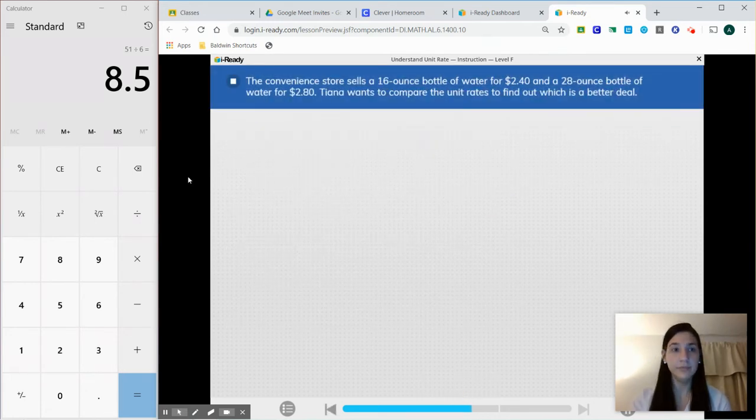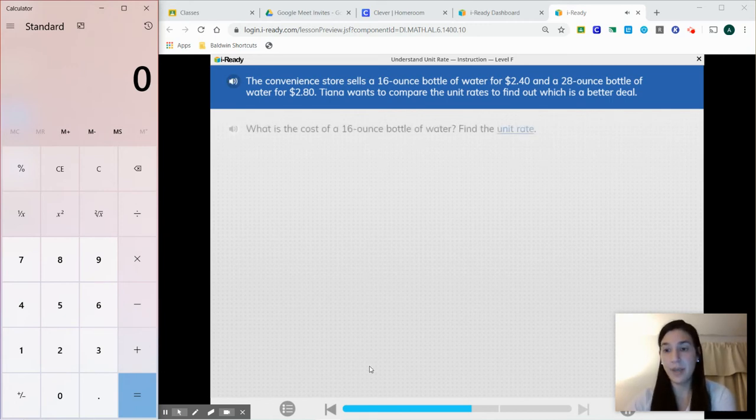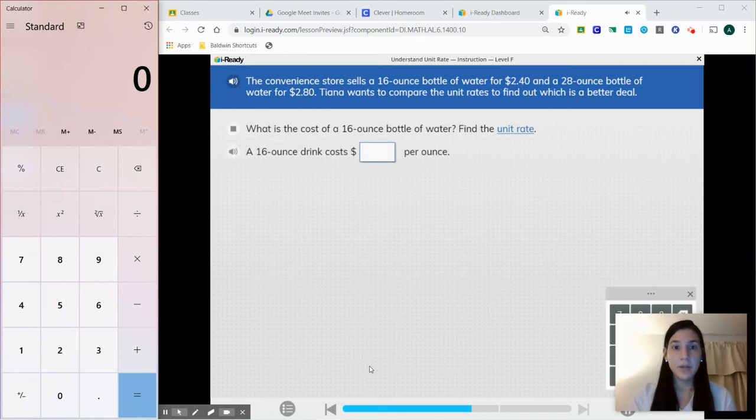The convenience store sells a 16-ounce bottle of water for $2.40 and a 28-ounce bottle of water for $2.80. Gianna wants to compare the unit rates to find out which is a better deal. Okay, here we go. Better buy. What is the cost per ounce of a 16-ounce bottle of water?